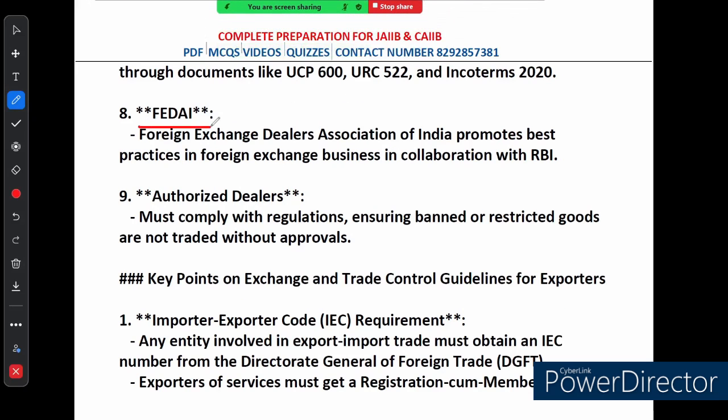And now the next topic is FIDE. What is the full form of FIDE? Foreign Exchange Dealer Association of India. So it ensures that foreign exchange transactions follow the best practices, all under the supervision of RBI. And when it comes to trade, authorized dealers are responsible for making sure that no banned or restricted goods are traded without proper approval. You can think of an authorized dealer as an official gatekeeper who ensures that everything passing through them follows the rules. To summarize what we have covered till now, the DGFT and the RBI work hand in hand to regulate trade and foreign exchange in India. From creating policies to controlling how money flows across borders, they ensure that India's trade remains strong and competitive.